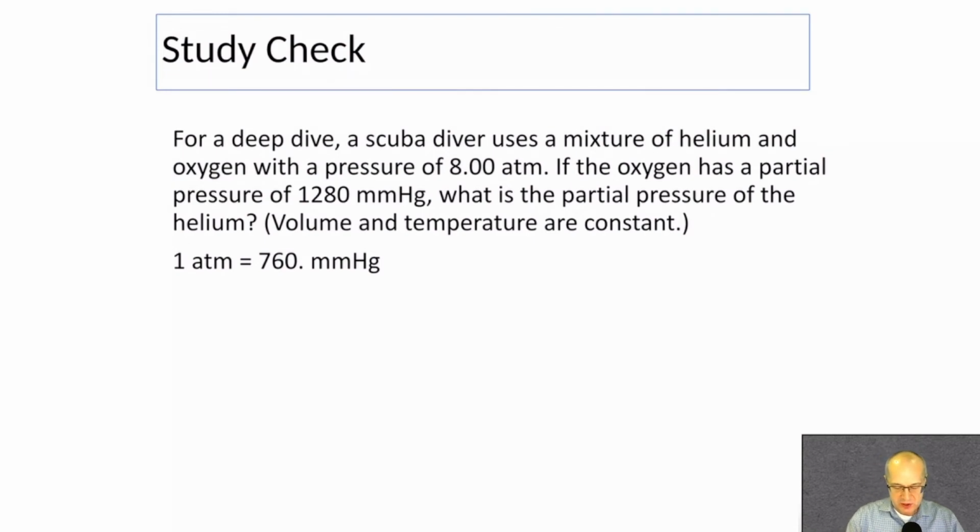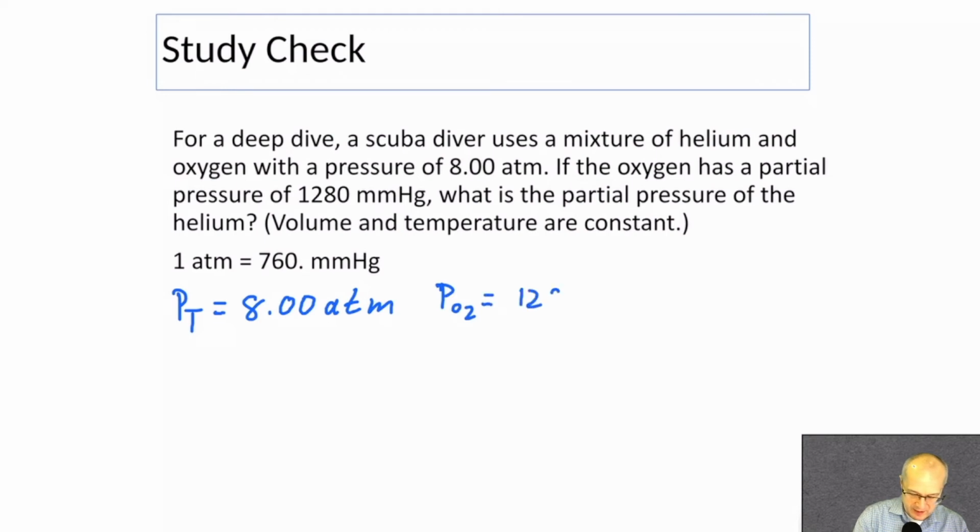For a deep dive, a scuba diver uses a mixture of helium and oxygen at a pressure of 8 atmospheres. So the total pressure, so P total, equals 8.0 atmospheres. If the oxygen has a partial pressure, so the PO2 is 1280 millimeters of mercury, what is the partial pressure of helium? So P helium equals question mark.